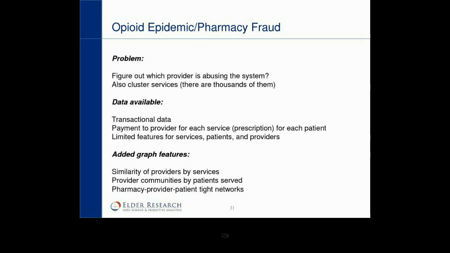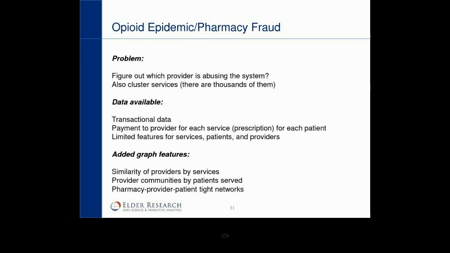Now, the data that was involved in these transactions was payments to providers for each service, essentially each prescription, for each one of the patients, with limited features for services, patients, and providers. So we've also added in graph features, basically similarity of providers by services. We have this idea, much like what Mike was describing, where we have individual transactions, but these people are tied together in ways that maybe an individual transaction database might not be able to show.